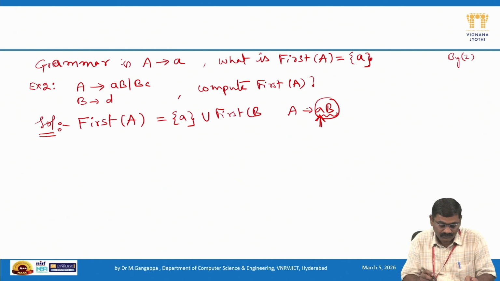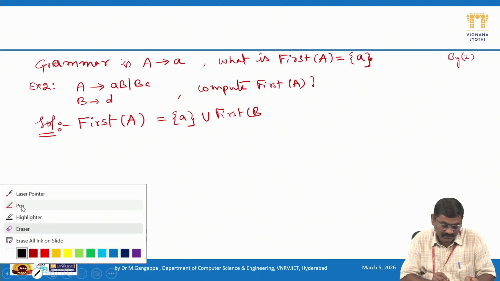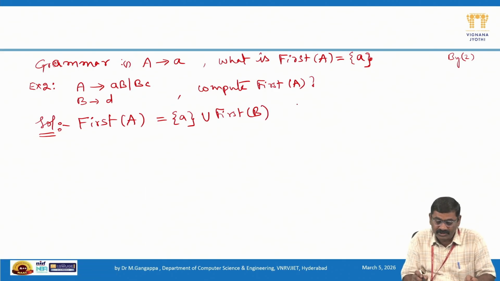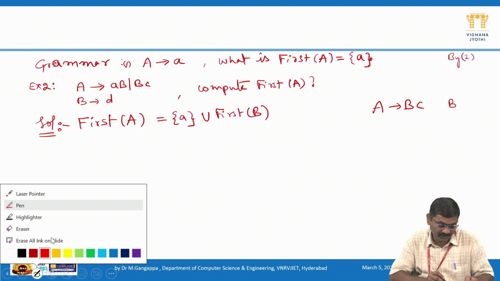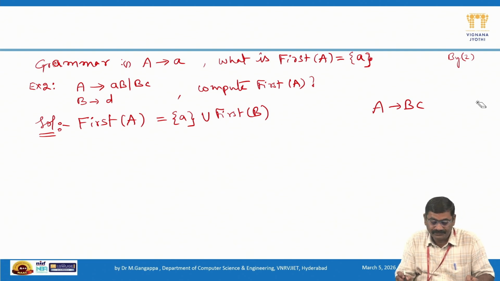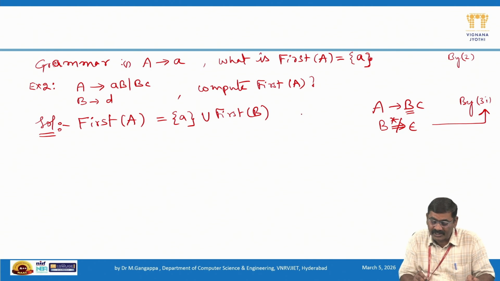First of B, because A gives BC. The next production for A gives BC. Here we should apply rule 3(1), because in the RHS B is a non-terminal. So first we observe whether B is deriving epsilon or not. B doesn't derive epsilon. So whenever B doesn't derive epsilon, in such case we should go to the rule 3(1). So by using the rule 3(1), we can compute the first of B.